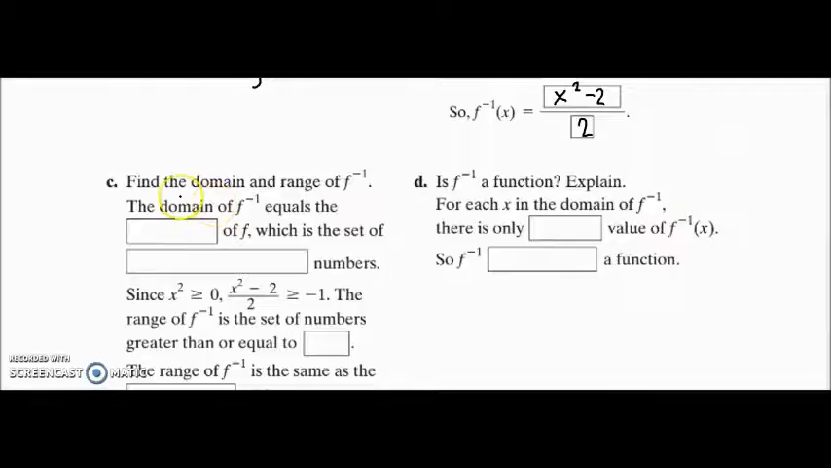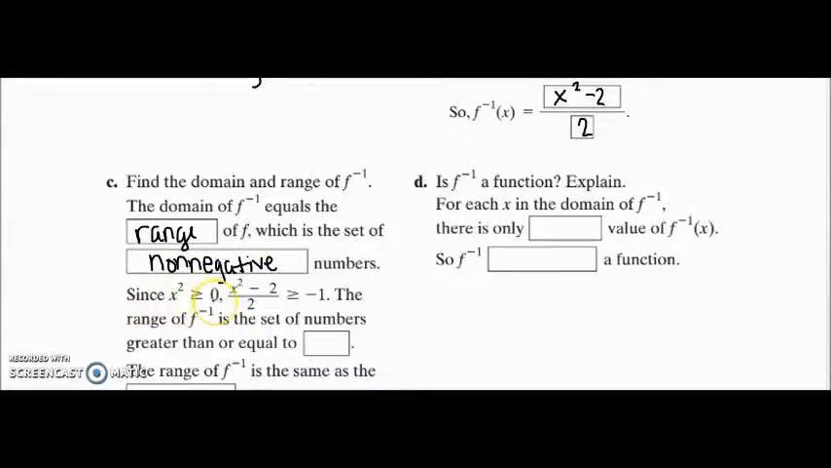All right, they want us to find the domain and range of this function now. So the domain equals the range of the original function. Remember, because A maps onto B, then B maps onto A, which is the set of non-negative numbers.